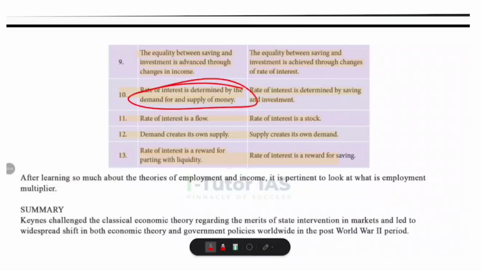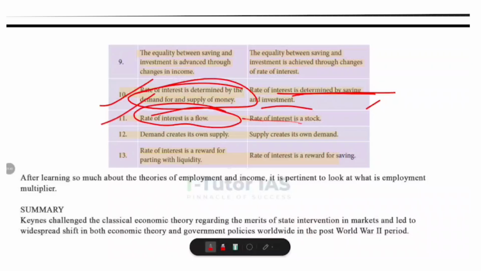Remember this also: rate of interest is determined by the demand for and supply of money in Keynesian theory, and rate of interest is determined by savings and investment in classical theory. Then rate of interest is a flow in classical theory and rate of interest is a stock in Keynesian theory. We have already studied the difference between flow and stock in the last class.